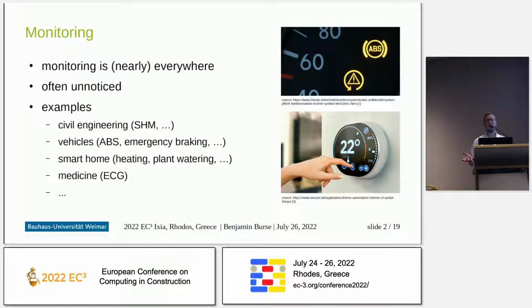Monitoring is nearly everywhere, sometimes noticed, sometimes unnoticed, but probably more interesting are these systems which are unnoticed. Some examples, you have it, for example, as the ABS, the emergency braking system in your car, or maybe also systems for keeping the distance, and many, many more. There's something for watering plants, keeping track of your house, whatever. There are many, many examples of where this is happening all the time.